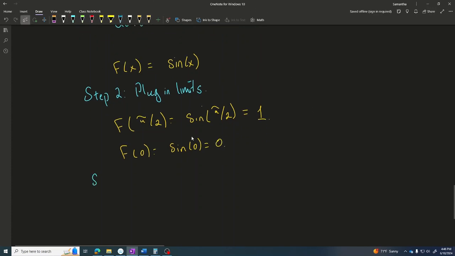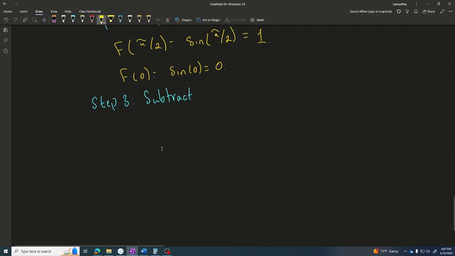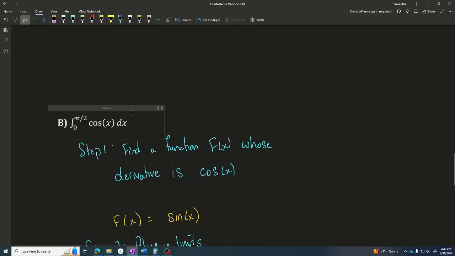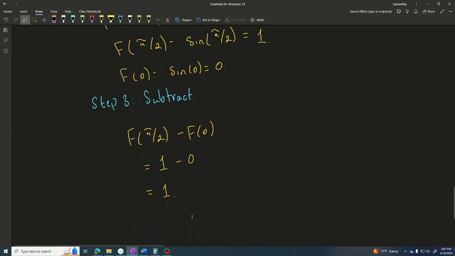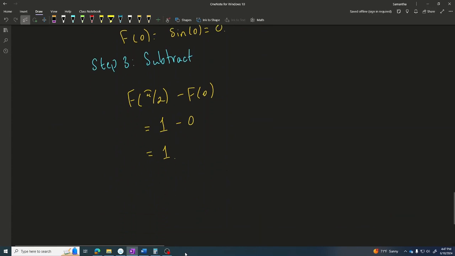And then the last thing that we have to do, step number 3, is subtract. So upper limit minus lower limit, in that order. 1 minus 0, in that order. The result, 1, is the net area under the graph of cosine, according to this fundamental theorem formula.